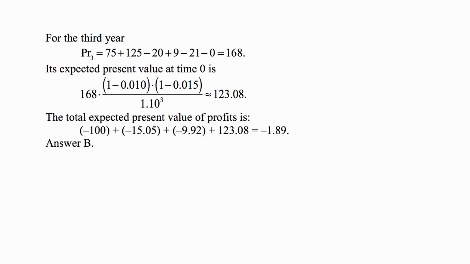And that ends up being 123.08, and then we just add up all the present values of negative 100, negative 15.05, negative 9.92, and positive 123.08 to get the final answer of negative 1.89 as the total expected present value of profits, which is the value of the policy, and that's answer B.